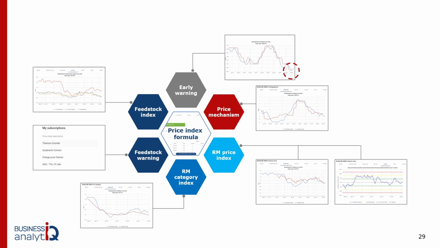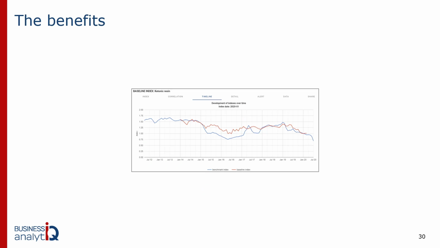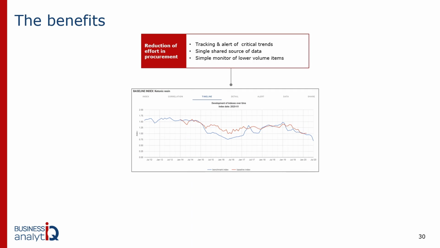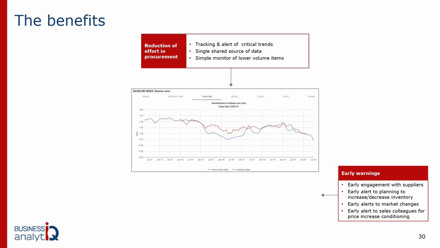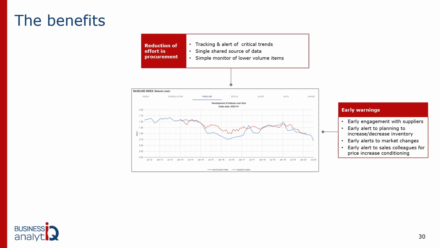So what are the benefits of your business? There are 5 main areas of benefits. The first is the reduction of effort in procurement, as it simplifies and improves the process of tracking critical trends, especially for those areas which are not bought in bulk. The second benefit is an early warning of coming changes, which will enable you to engage with suppliers early, signal to the internal stakeholders of likely changes, and give an early warning of significant market disruption, enabling you to understand and impact earlier than the market.